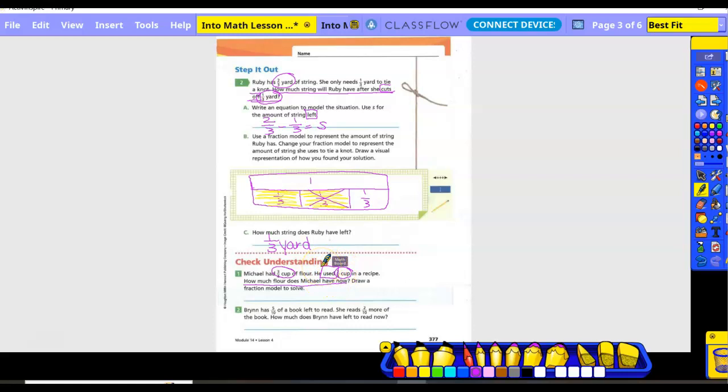And then they want us to draw the fraction model. So we're going to draw our fraction bar. 1 is our total. How many pieces is the bottom cut into? 4, because that's our denominator. And then 1/4 in each.